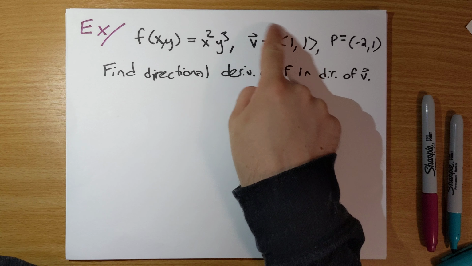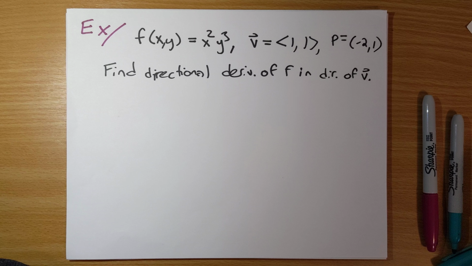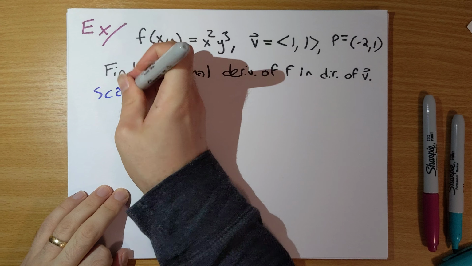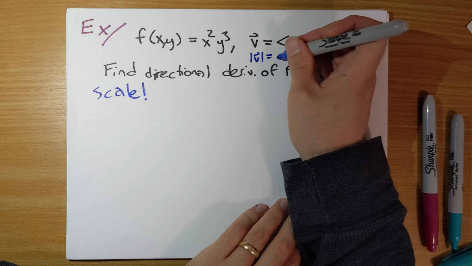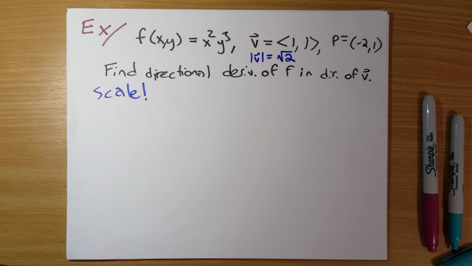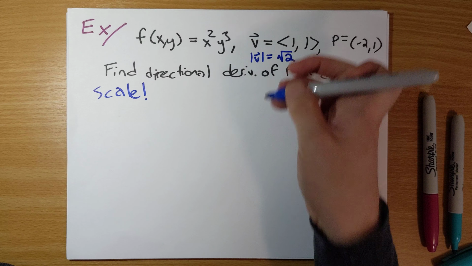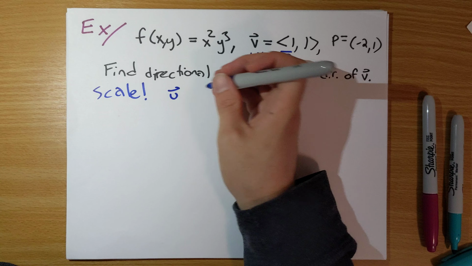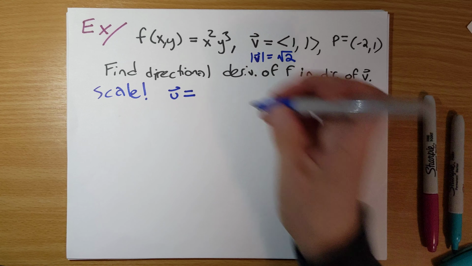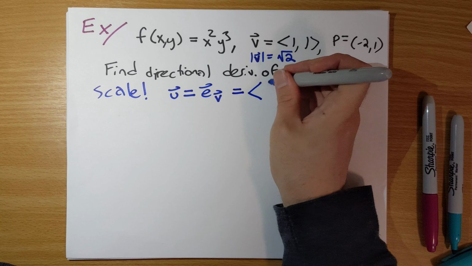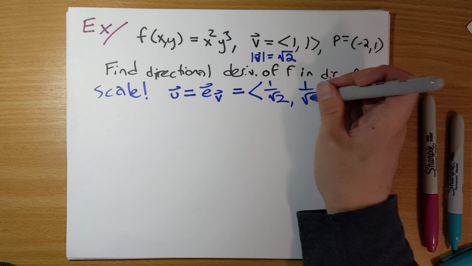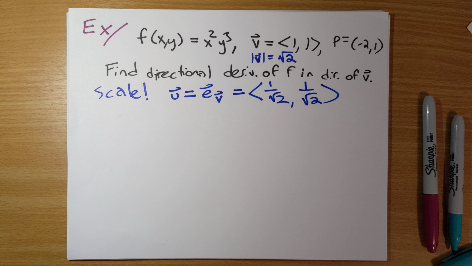Well, the first thing that maybe we should note here is that we need to scale. So the magnitude of v is equal to square root 2 here. Square root of 1 squared plus 1 squared is square root 2. So instead of working with v, let u be a unit vector in the direction of v. u will be 1 over square root 2, comma 1 over square root 2. This is a very common thing that people forget, so I want to highlight this right here so that you don't forget this.